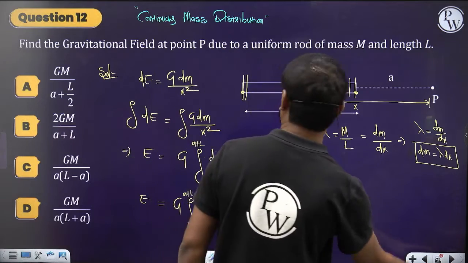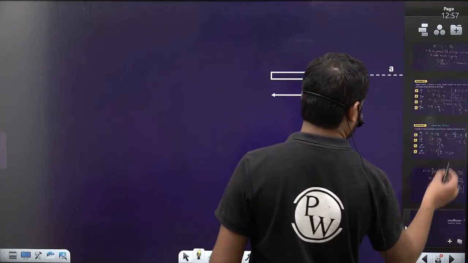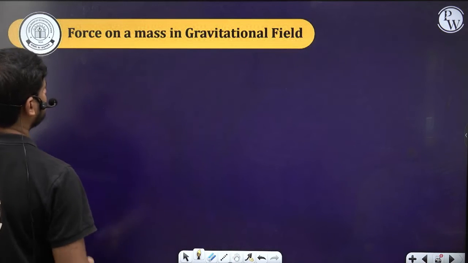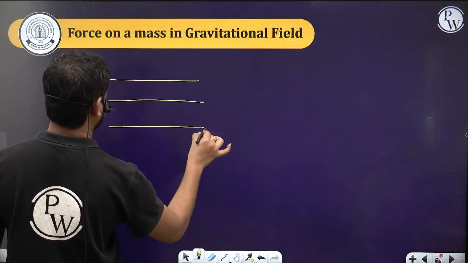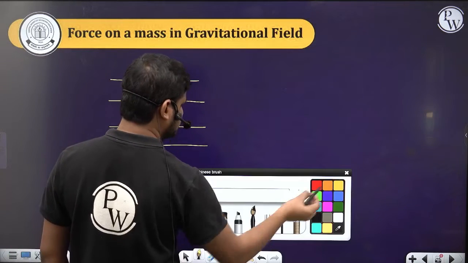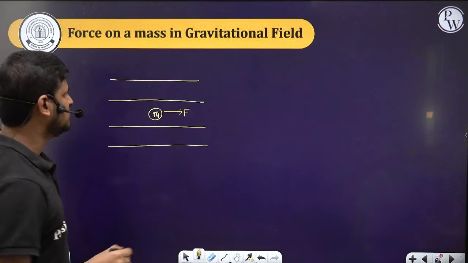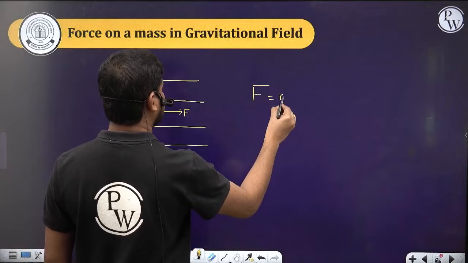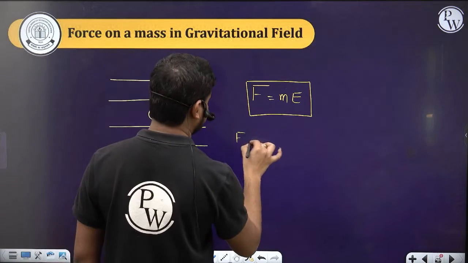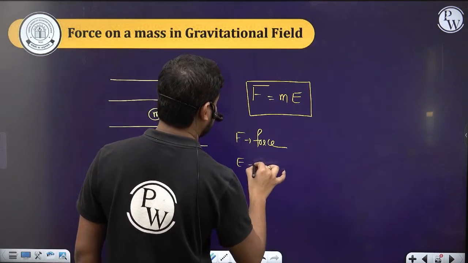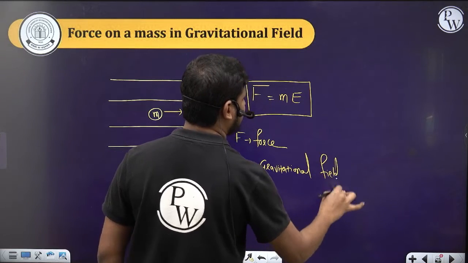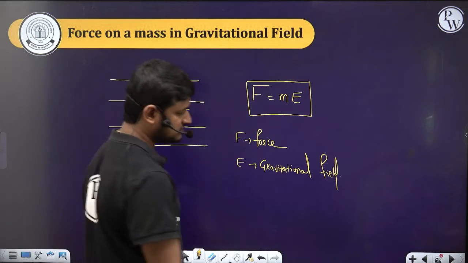Chalo. So let's move further. We don't need another slide here, so let's delete this. So now, what is the force on a mass placed in a gravitational field? Let's suppose this is a gravitational field. In this gravitational field you place the small mass m. Then it experiences a force. So what is that force? That force is equal to mass into the gravitational field. F is the force here, and E is the gravitational field, the magnitude of the gravitational field, or you can write the gravitational field intensity. Done? Clear? Chalo, simple thing.